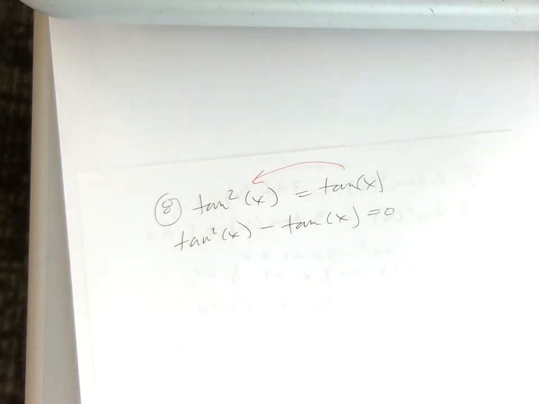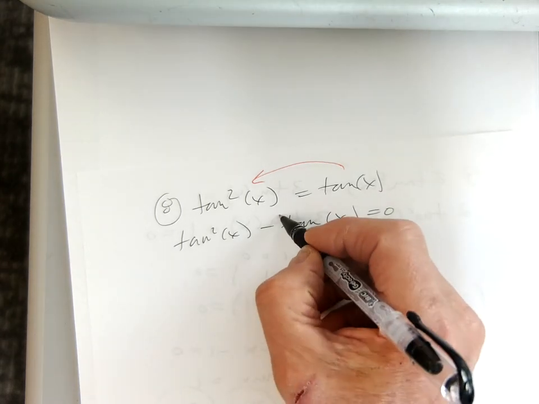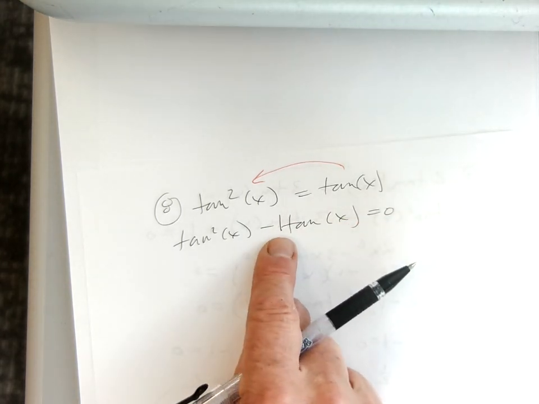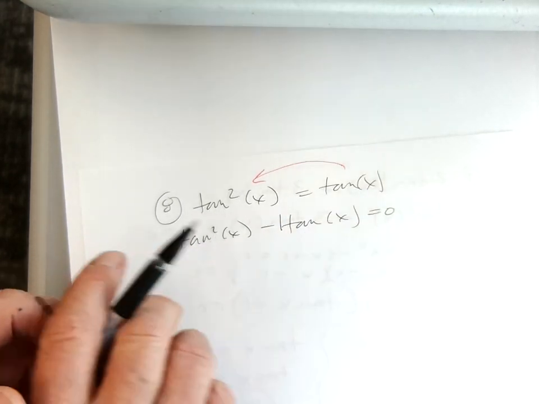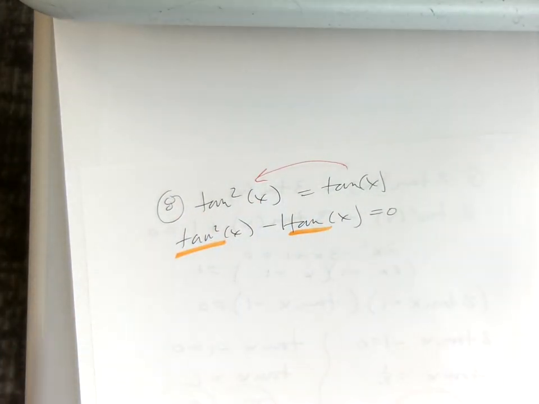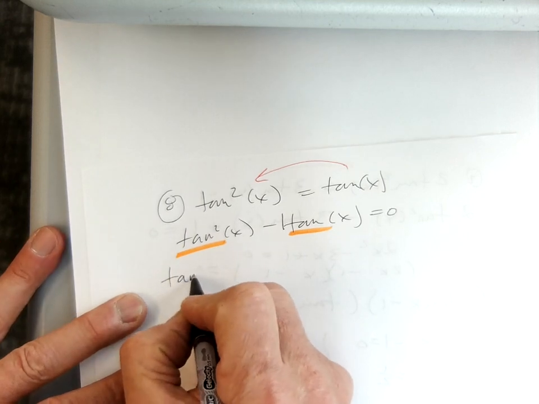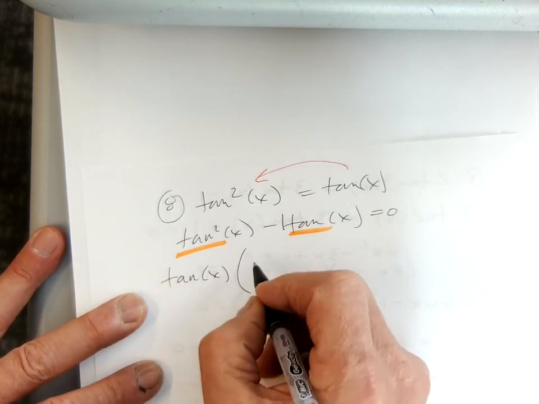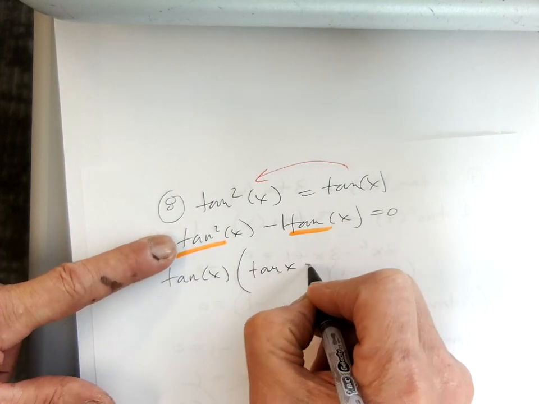By bringing them together, I can common factor out a tangent, and then have 2 mini equations. I'll put a 1 here so I don't get confused. I like the 1 there. Common factor out a tangent, because that's what they both have in common. So I common factor out the tangent of x, and I'll have tangent of x minus 1.